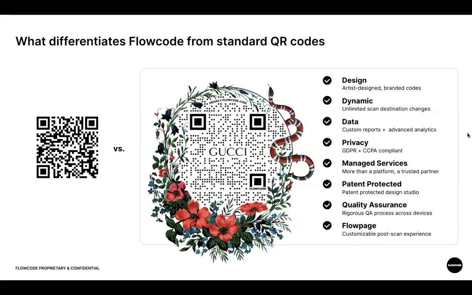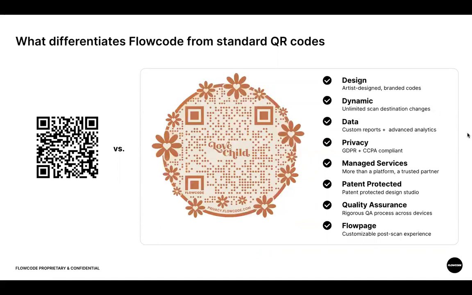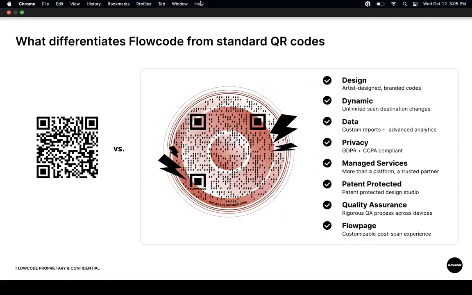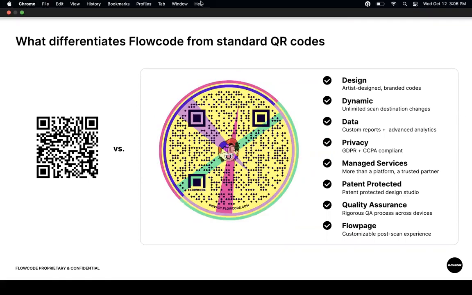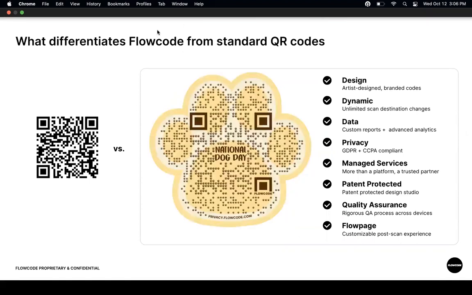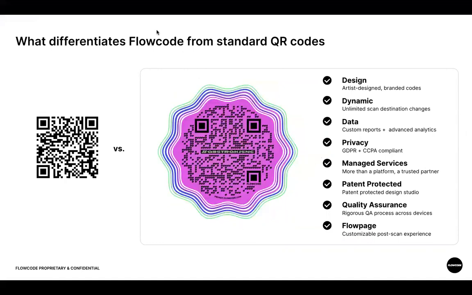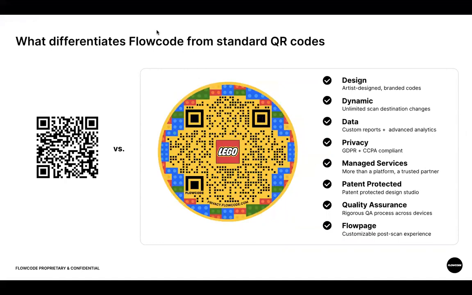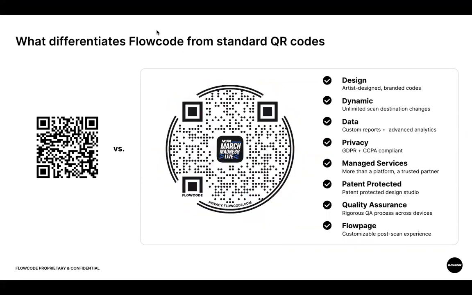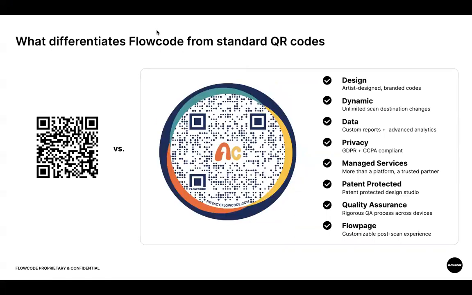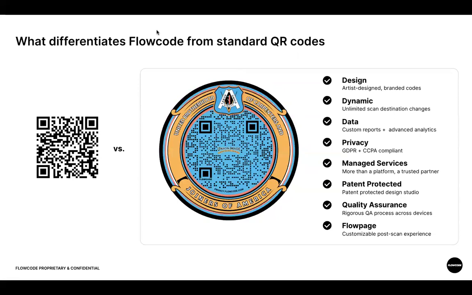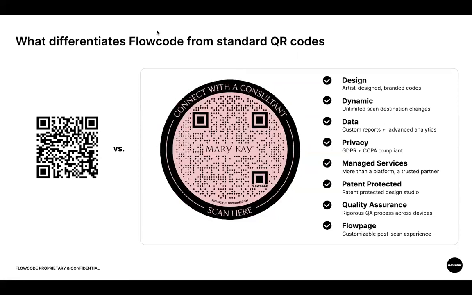Privacy. We know everyone's personal information is really important and we take that to the highest extent. So you will see in all of our code designs what we call a privacy smile. You'll see privacy.flowcode.com, and that's really to ensure that there's a level of trust with your consumers who are scanning and engaging with the code. They have the opportunity to opt in and review the data policy, and we are GDPR and CCPA compliant. So wherever you are in the world, you can leverage Flowcode in a very safe and secure manner.